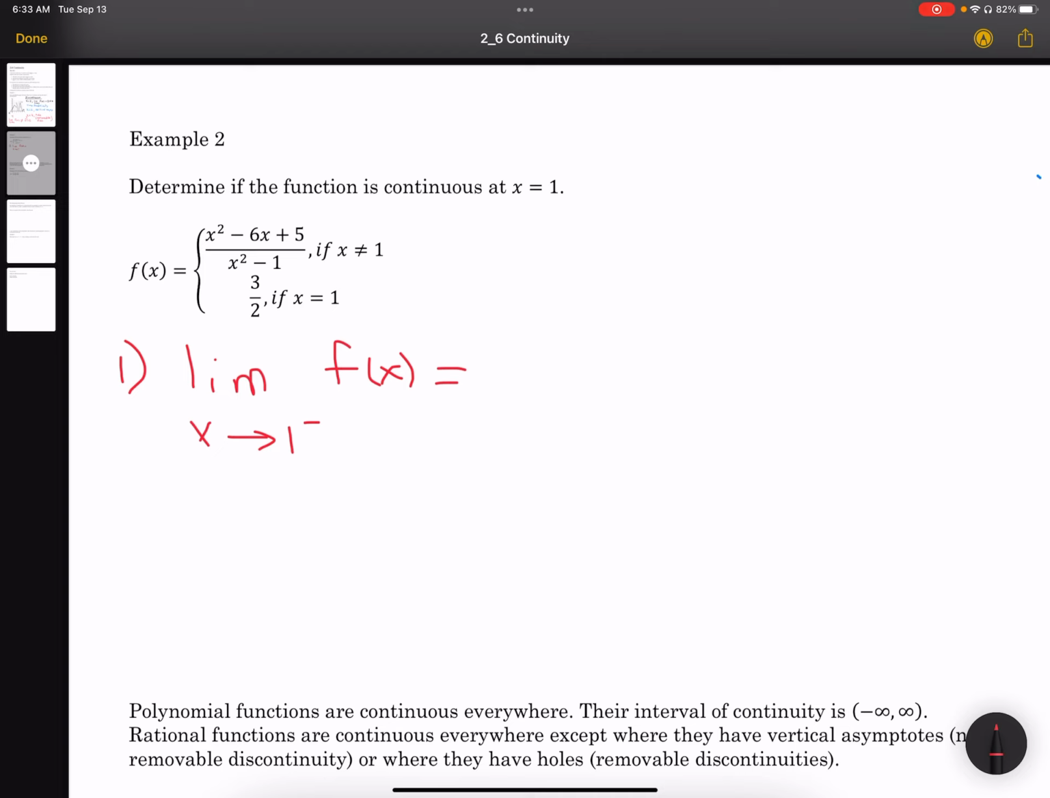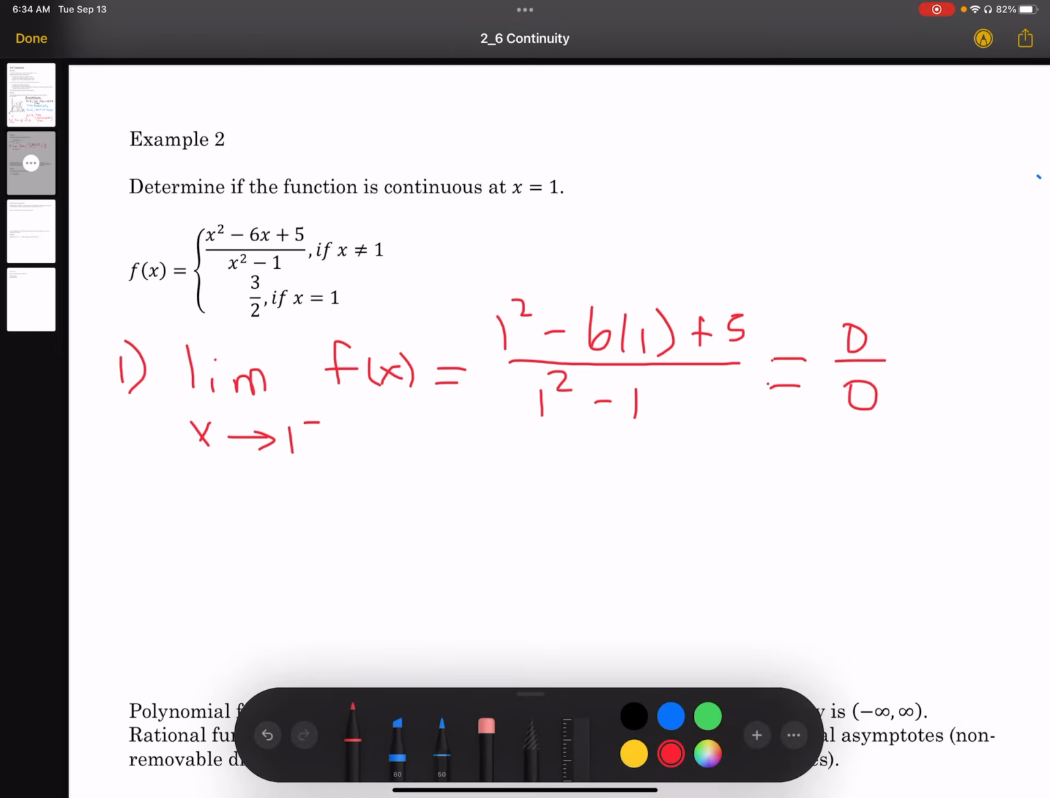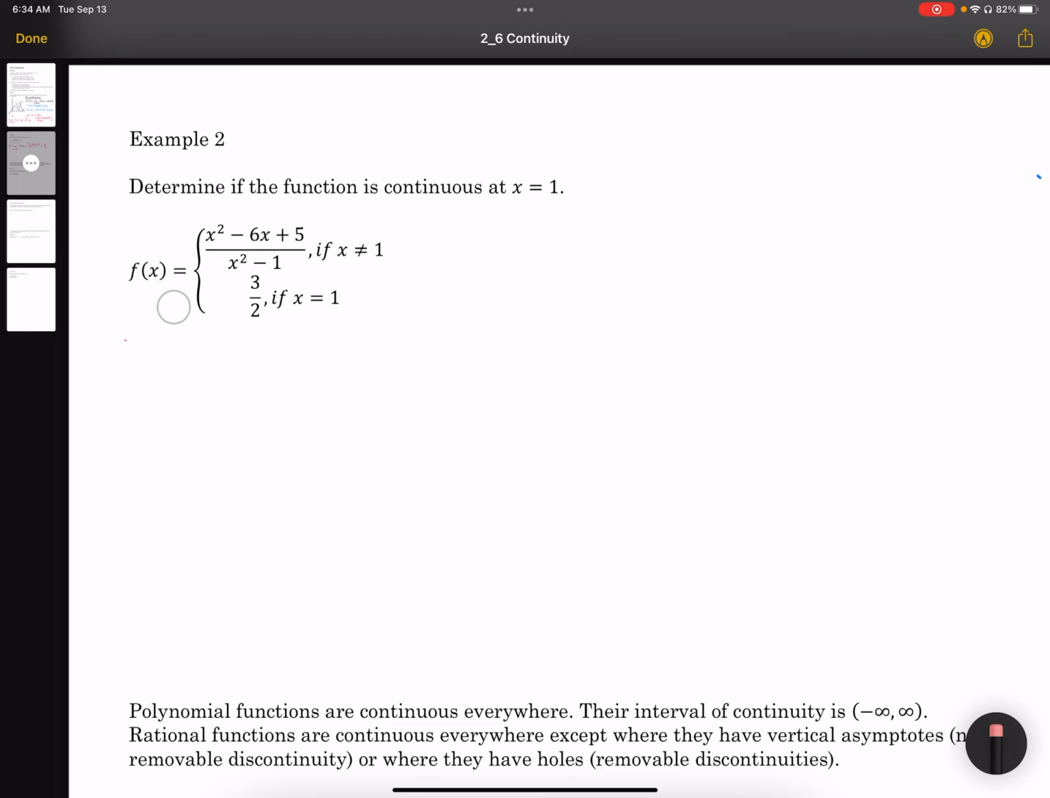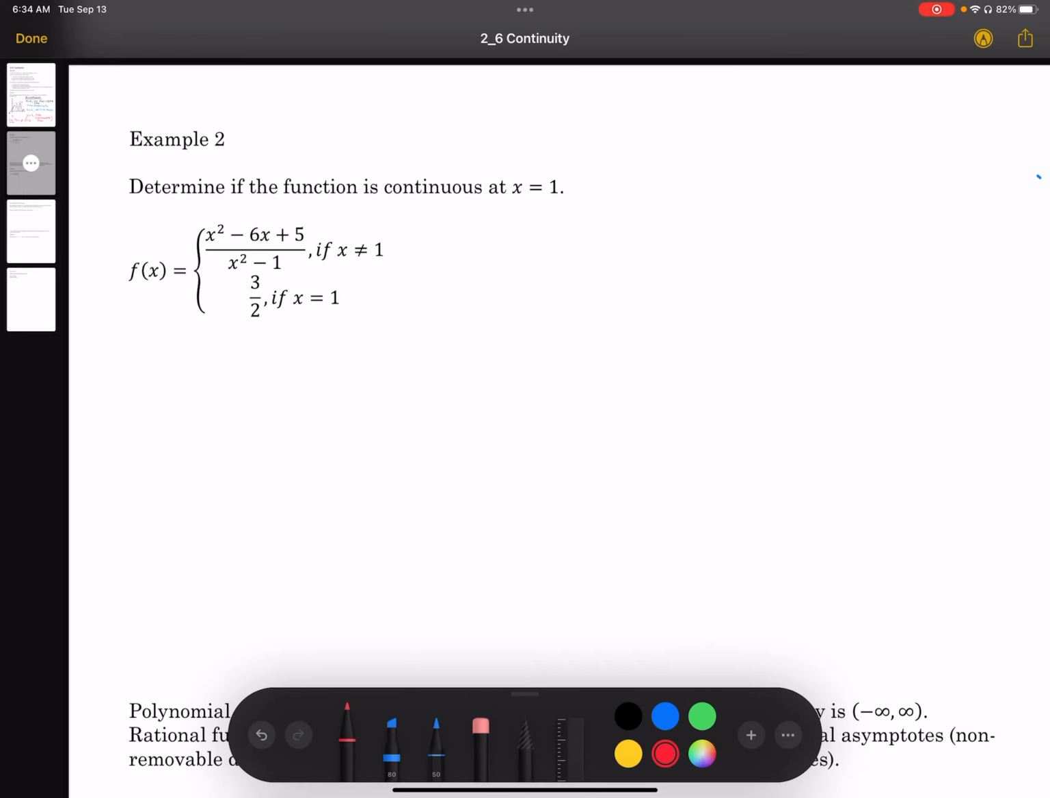And so if we substitute in 1 to that, we're going to have 1 squared minus 6 times 1 plus 5, divided by 1 squared minus 1, which seems like we're going to get 0 over 0. So remember, if we end up with the indeterminate form, one thing that we can do before we try to find a limit is actually factor it. So let's factor this expression first, and we'll factor it up top.